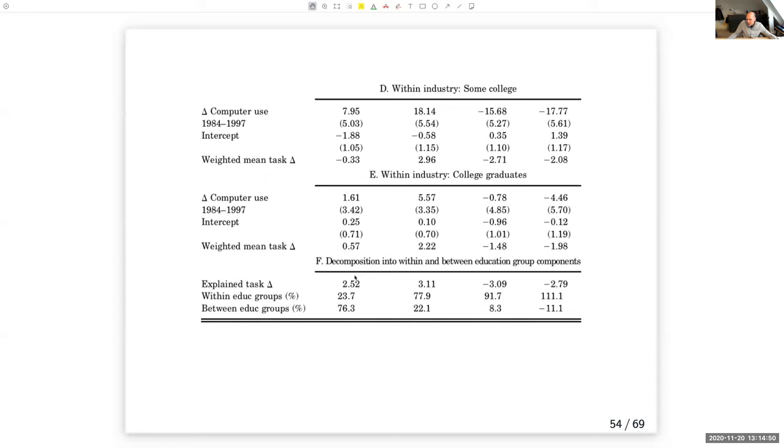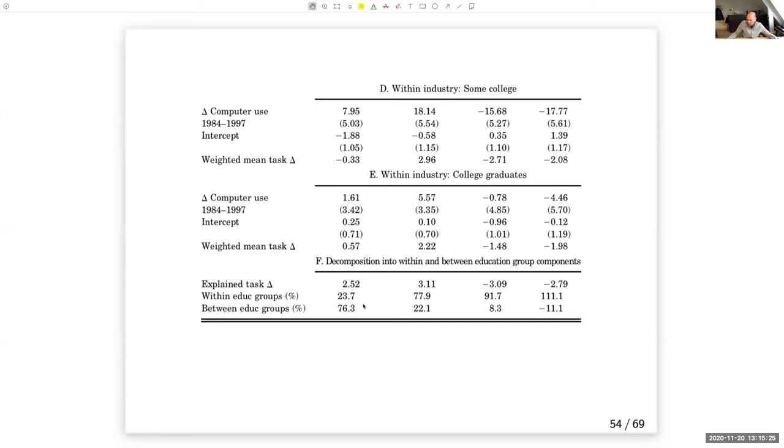And then finally, what you can of course also do is decompose the task changes into a component within and between education groups, just as when we were discussing the aggregate trends, we were also decomposing those aggregate trends into between and within industry components. You can do the same, not for sector, but for education. And so these are the percentages of the actual changes explained by the within and between components.